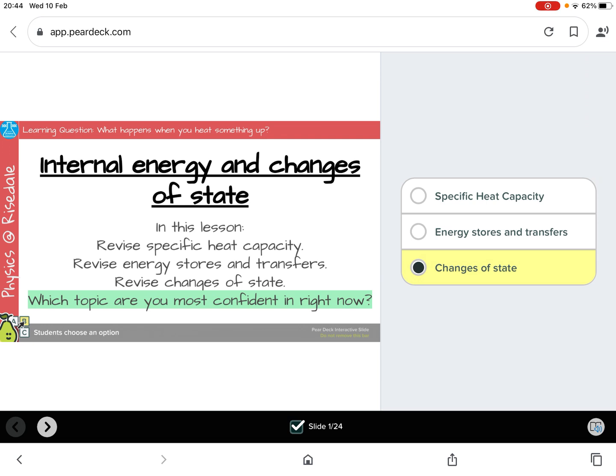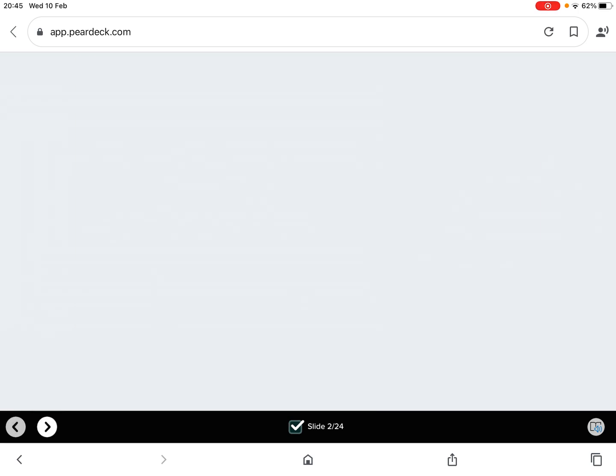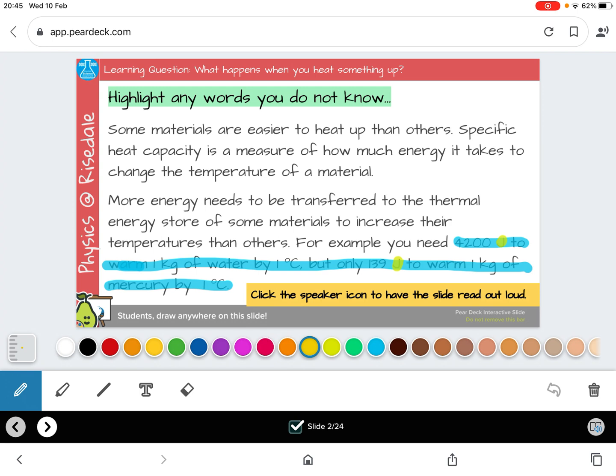To start with, I asked you to think about which of these three science concepts that we have met before you felt most confident in. Luckily, all of the topics got a vote, but the majority of you were most confident with the previous work on changes in state. Because of this, I will try and add some extra recap of the other concepts into future lessons. So we started with a little recap of a concept we met in Year 9.